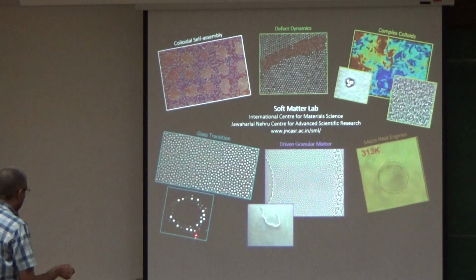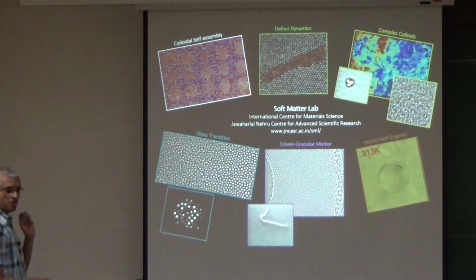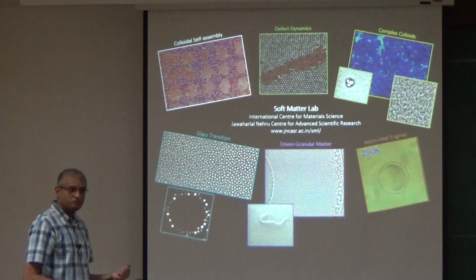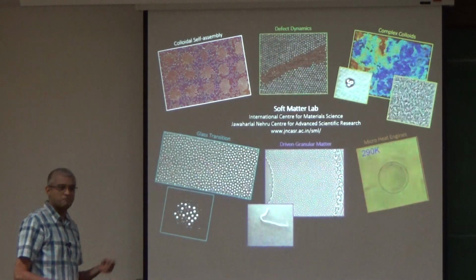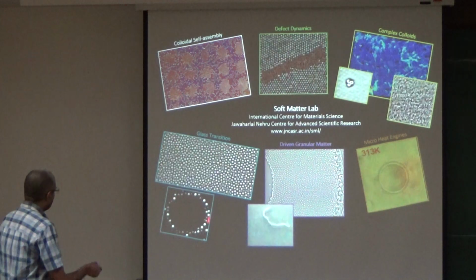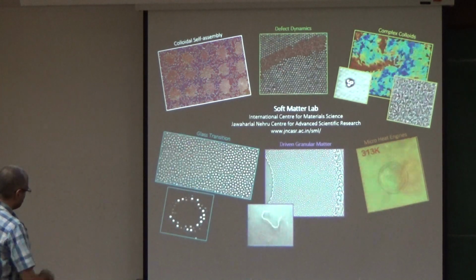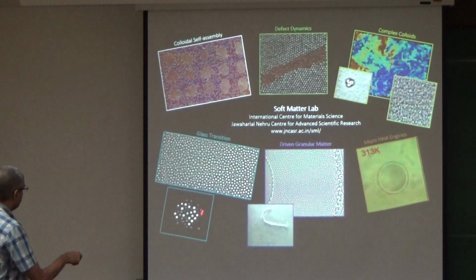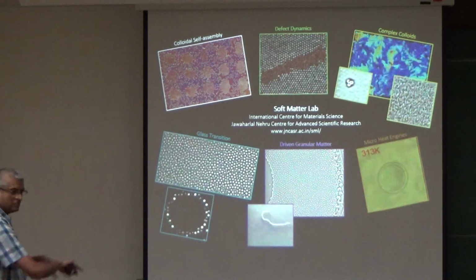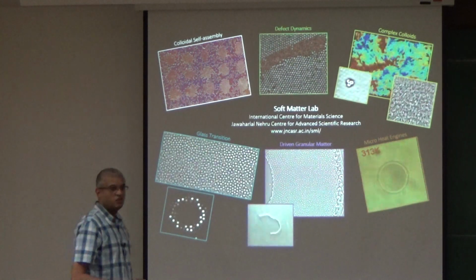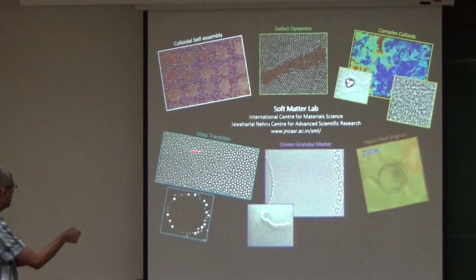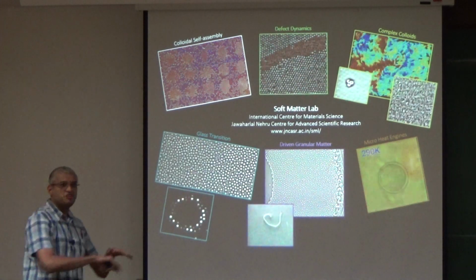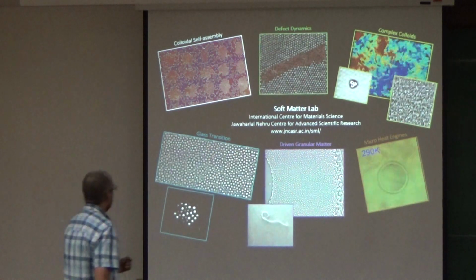Just to indulge you a little bit, we don't even understand glasses in flat space. But that shouldn't prevent us from throwing them on curved space and asking what happens to glasses. This is a movie of a binary system, particles of two different sizes, on the surface of a droplet. We're trying to see whether the physics, whatever little we know in flat space, differs when you put in curvature.